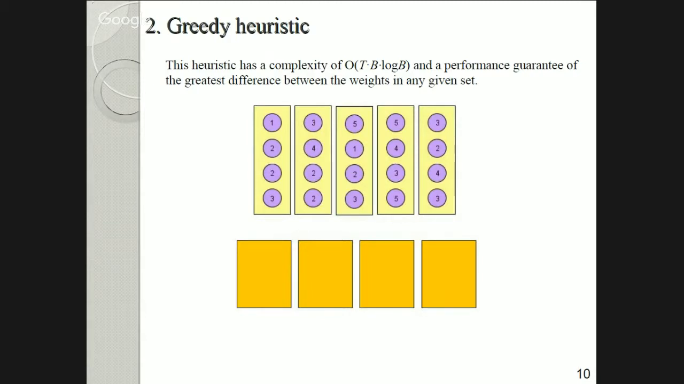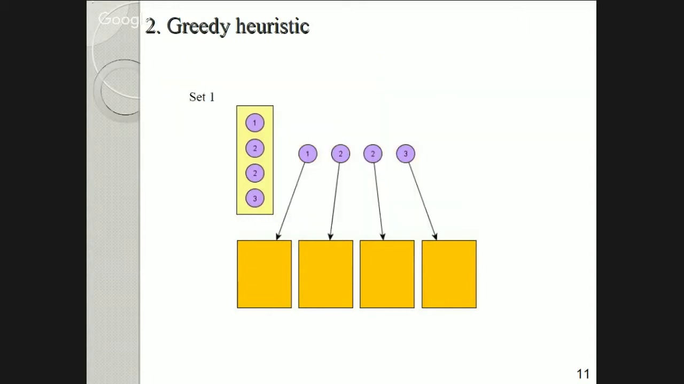So given that this is an NP-hard problem, when we started thinking of ways to solve this, the first idea is a greedy heuristic. Very simple greedy heuristic, has a complexity of t times b log b, and it has a performance guarantee of the greatest difference between any items on a given set. So in this case, the greatest difference between items in one single set is 4, which is in set 3. We can see that the maximum difference is 5 minus 1, 4. So any solution that we obtain with this heuristic will be at most 4 units from the optimum.